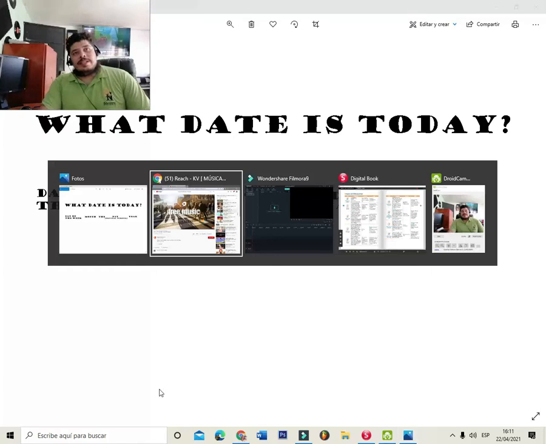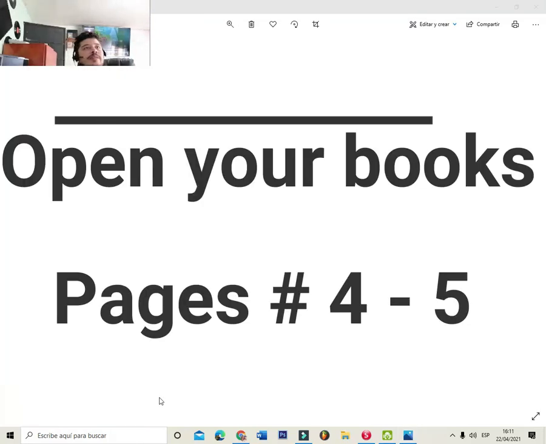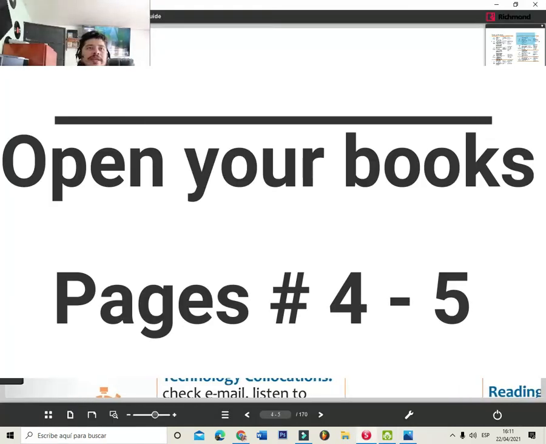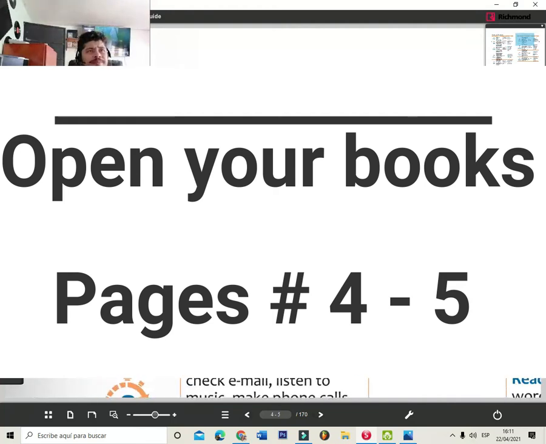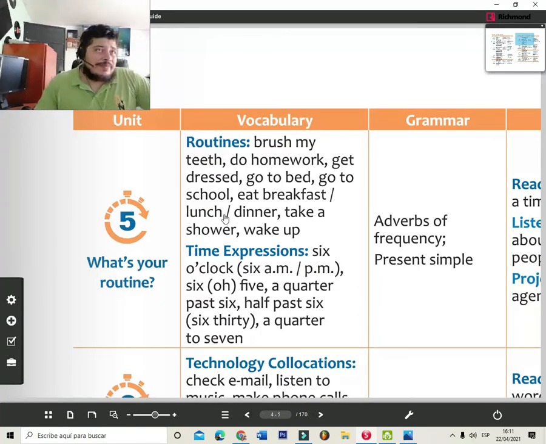Okay, guys, so let's begin with the book. Today we're going to have a review about unit number 5. The title of the unit is What's Your Routine? We're going to start with the vocabulary. What we have are routines and time expressions.